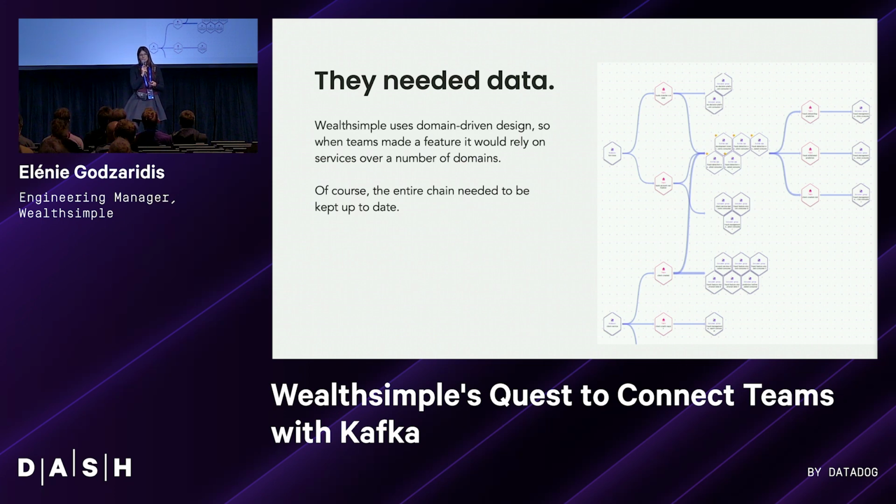Because the entire data chain needed to be kept up to date, that is something that caused people to rely on the Kafka events even more, because then they could get data from another domain and didn't have to worry too much about asking them to change the model or care overly about new fields that had been added.